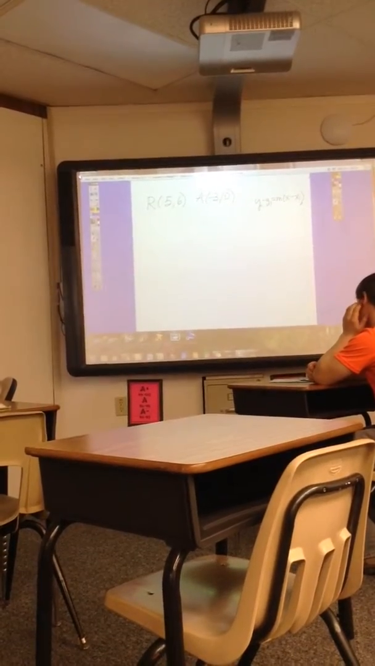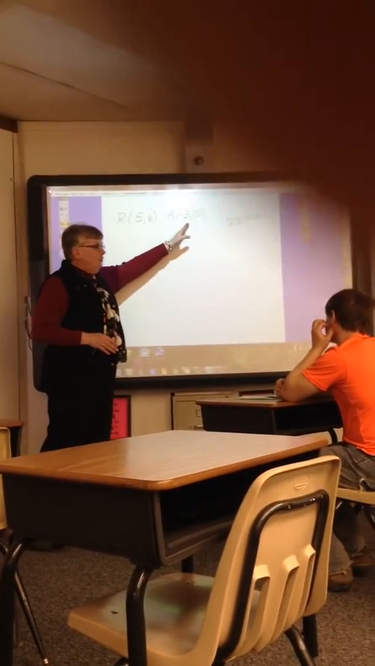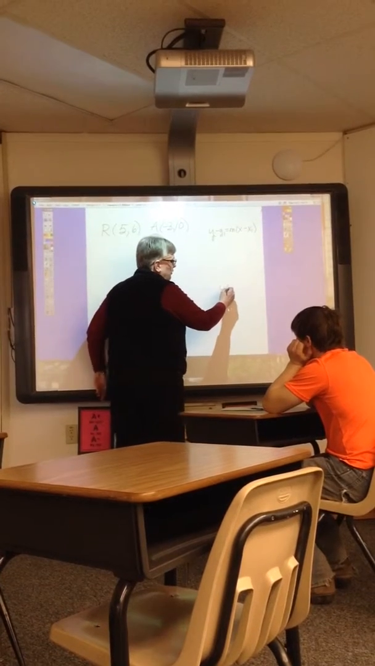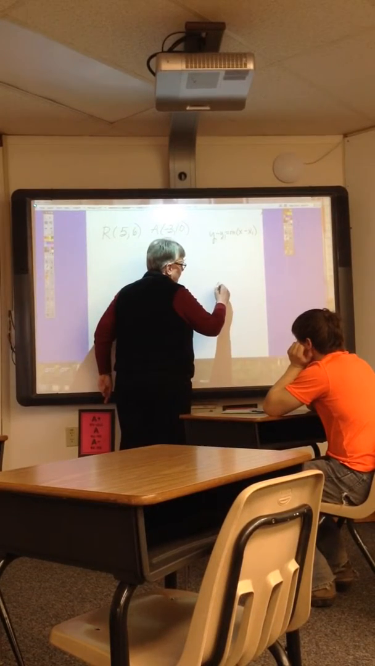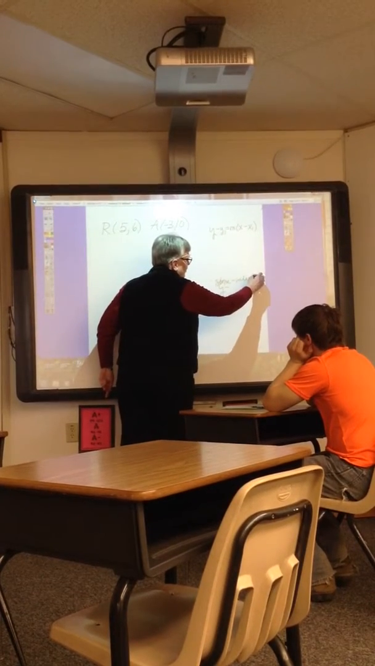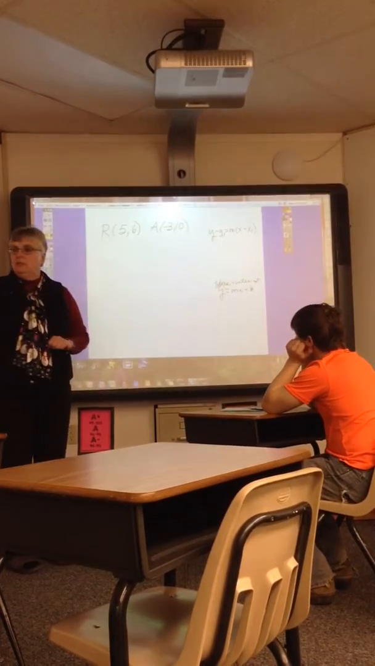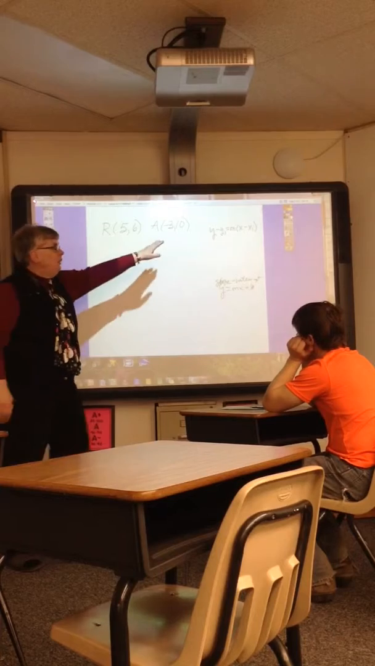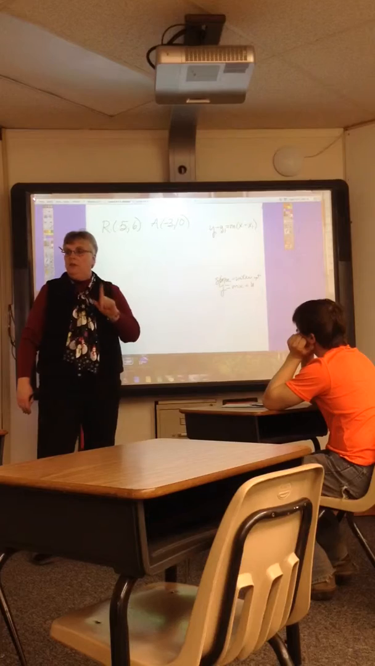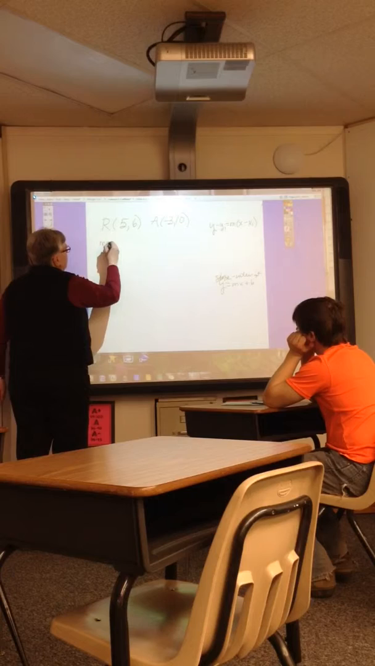So, what we want to do is write the equation of the line that goes through these 2 points, and we want it in both the point slope and the slope intercept. All right, what's missing? Do we have everything we need to put it in the point slope? We don't have the slope. So, the first thing you're going to have to do is calculate the slope.